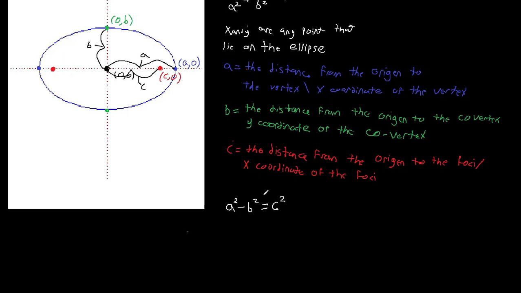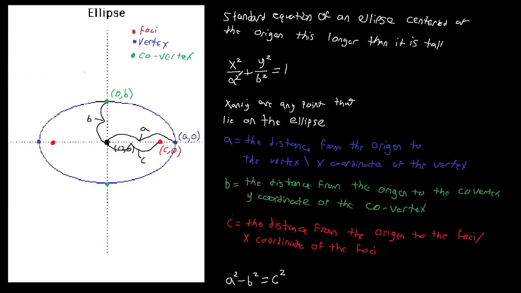Again, we're not going to derive this relationship, but just keep in mind that A squared minus B squared equals C squared. So if we have the distance to the foci and the distance to the vertex, if we have A and C, we can calculate B. So if we're given the foci and the vertex, we can get the standard equation.